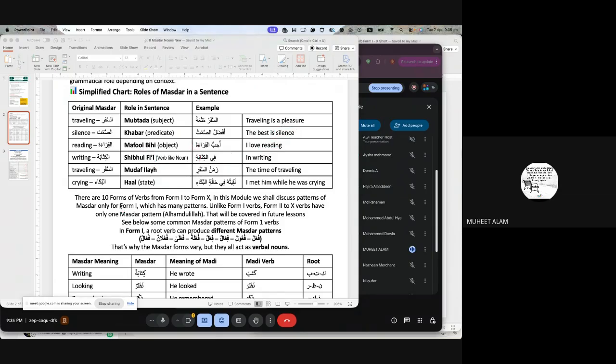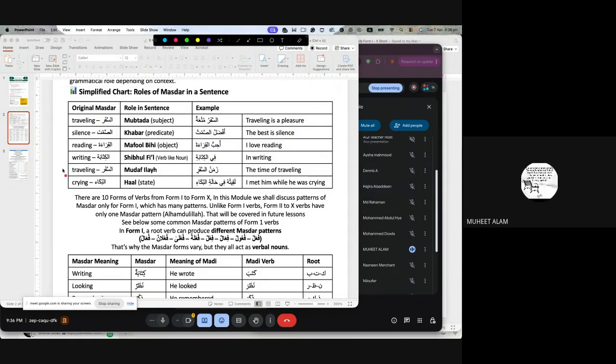Yes. So in the next example, zamanus safari, the time of traveling. Here as-safari is the masdar, and it is working as muzaf ilayhi. And in the first example, we saw as-safru, the same word. So the masdar changes its Arab just like the noun. As I said, it follows the same rule. According to the position and context of the sentence, the masdar can change its Arab just like the noun.